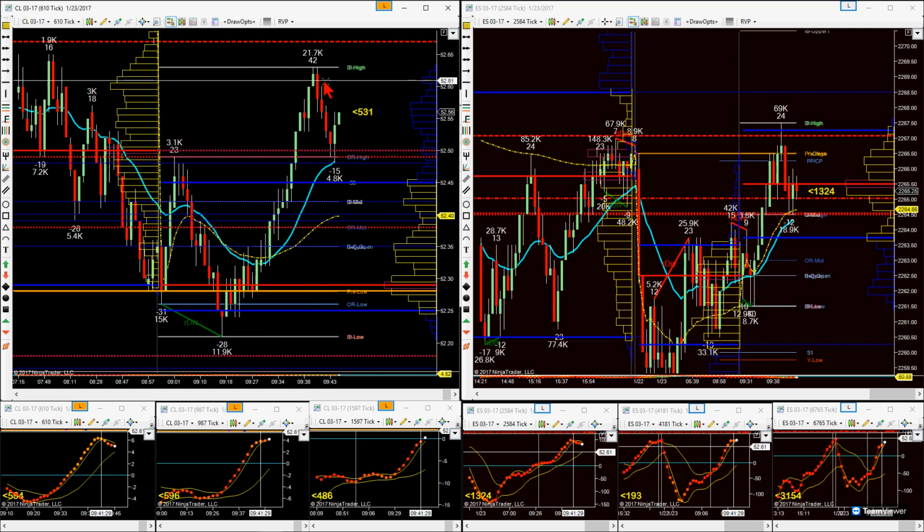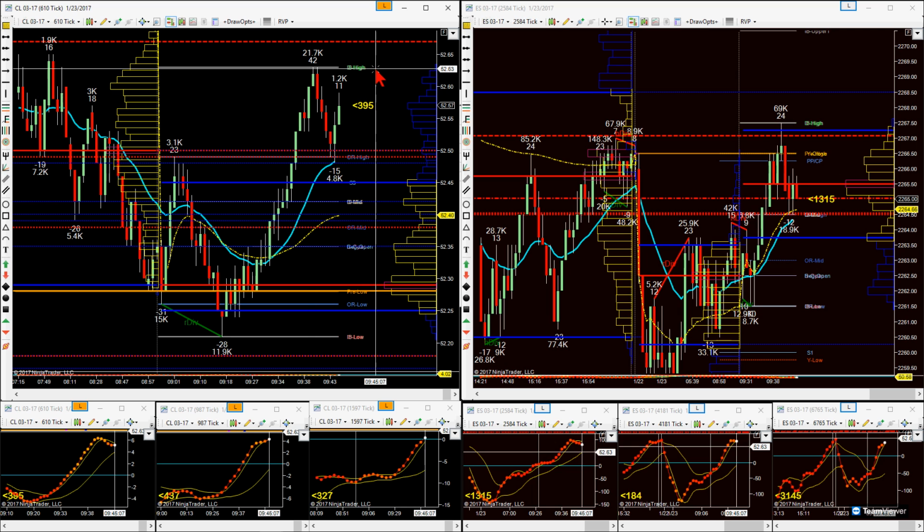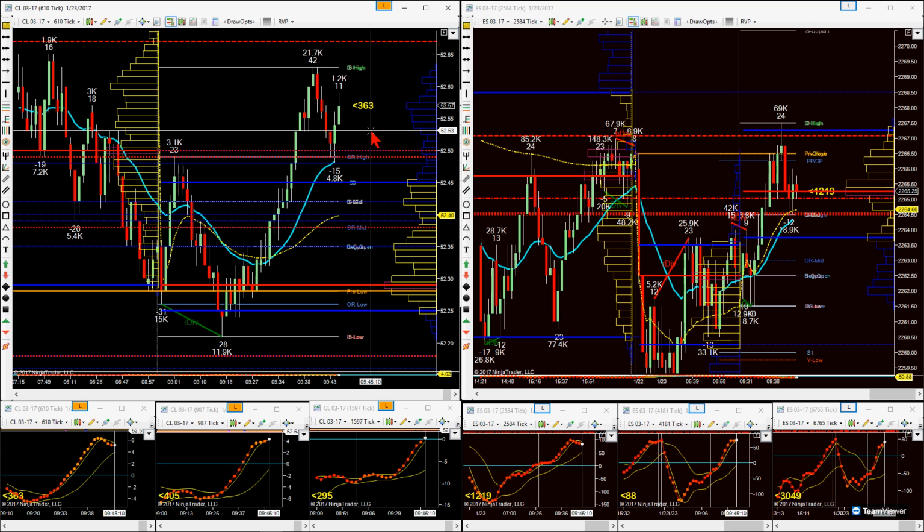No real divergence forming yet. We do see the 610 coming down, but it would look like if we push back up here that we would lose that divergence.